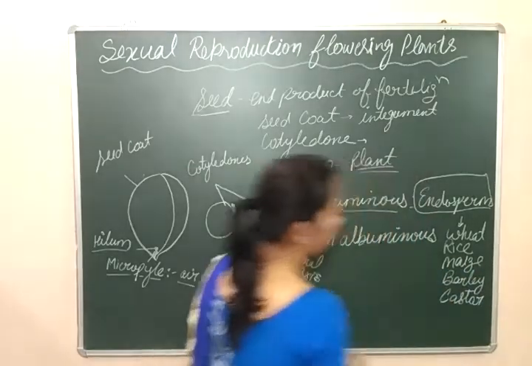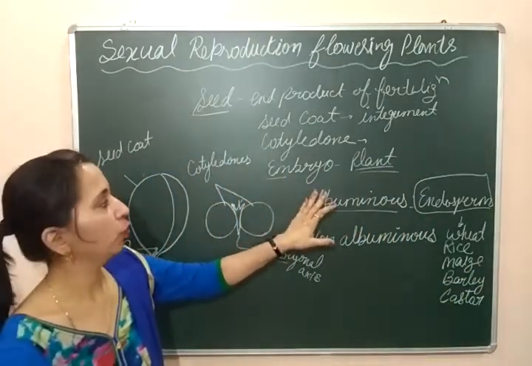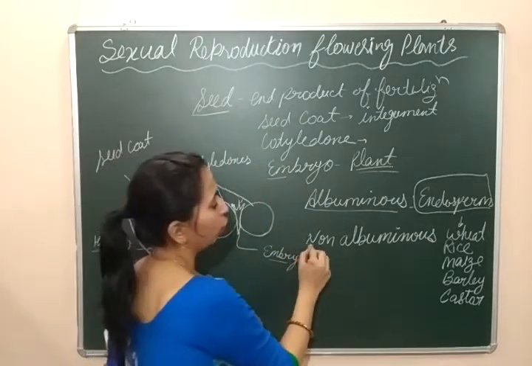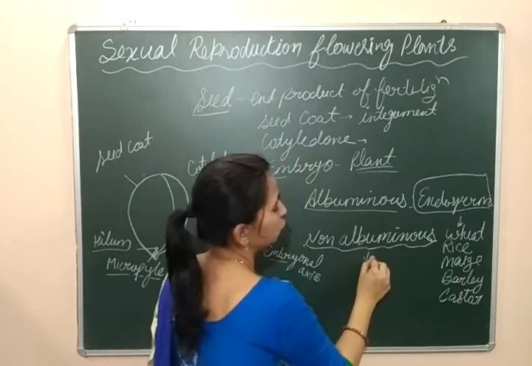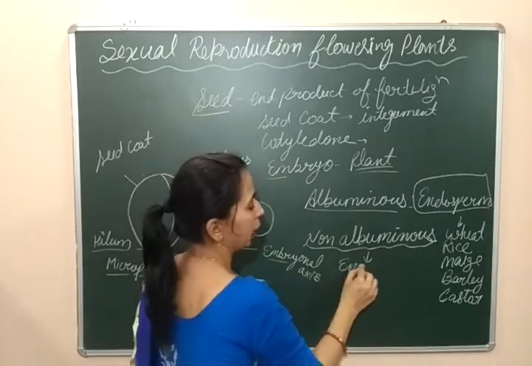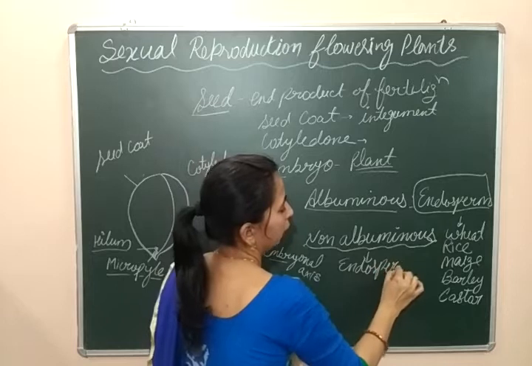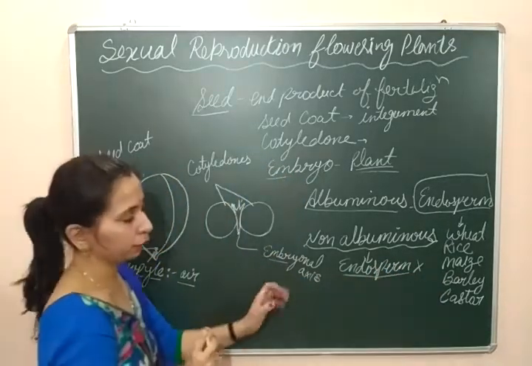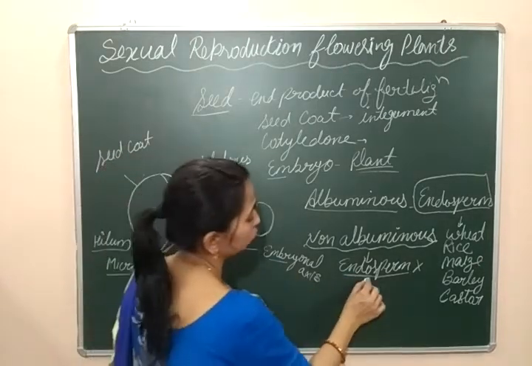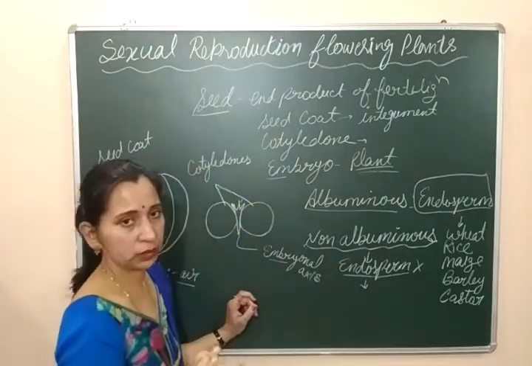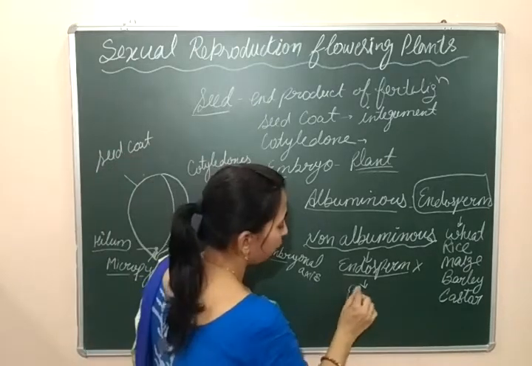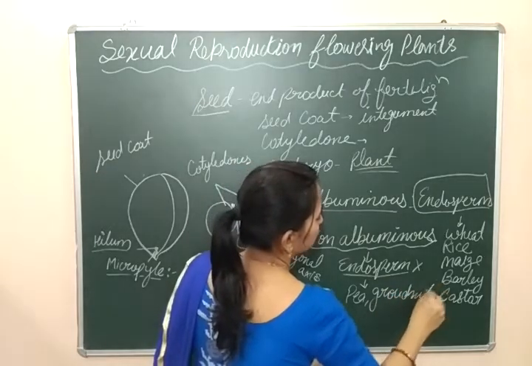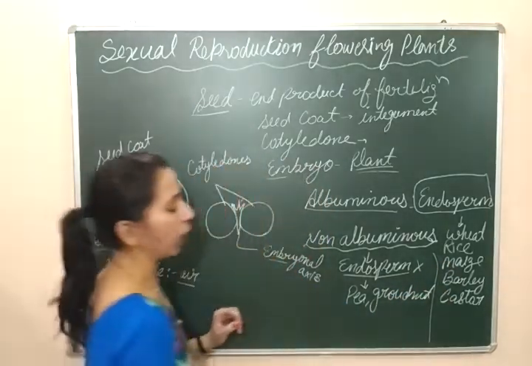These are the seeds which contain endosperm at the time of embryo development, and when the embryo starts becoming a new plant. And non-albuminous seeds are the seeds which do not contain endosperm. इनके अंदर endosperm present नहीं होगा. So these seeds do not have any reserve food. Examples of such seeds are pea and groundnut.